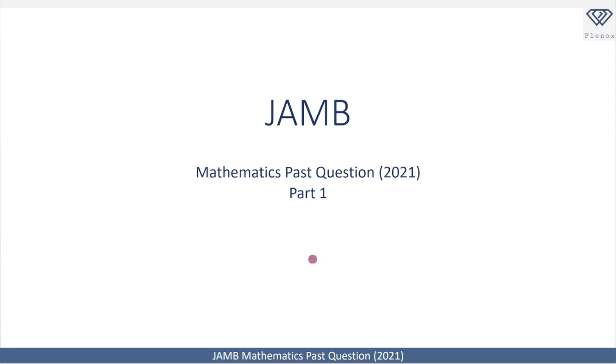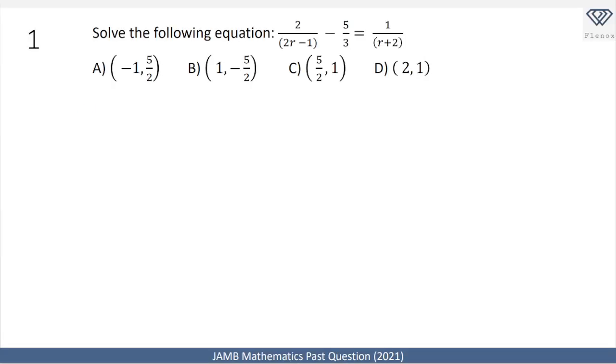So let's get started. Now the first question over here asks us to solve the following equation. As you can see from this equation, this is pretty much straightforward, and what we have to do is to try to simplify, collect like terms, and let's just get started and see where that leads us. So we have 2 over 2r minus 1, then minus 5 over 3 is equal to 1 over r plus 2.